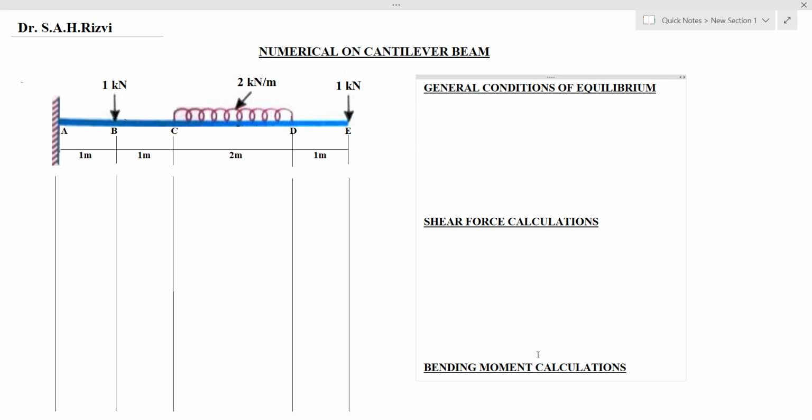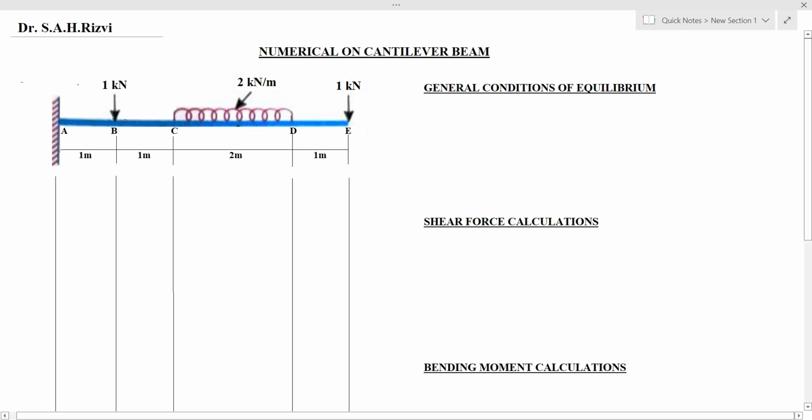And in this video we will solve the numerical on cantilever beam. Here in this figure you can see a cantilever beam having point A fixed and the point E is free. It is carrying a load of 1 kilonewton at point B, a UDL between C and D of 2 kilonewton per meter and a point load of 1 kilonewton. So let us start with the numerical.